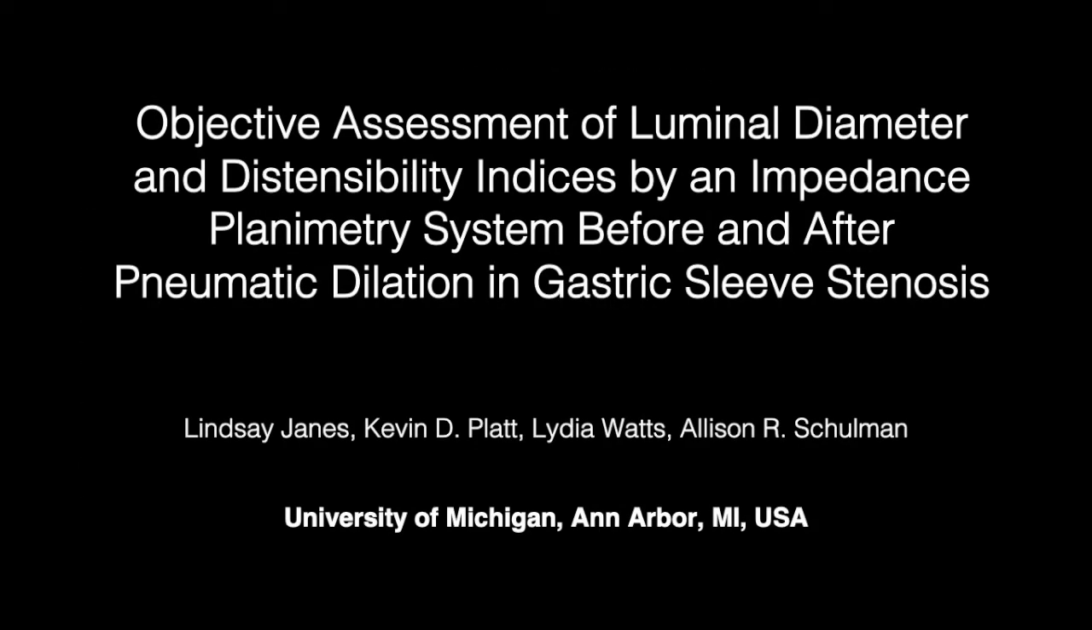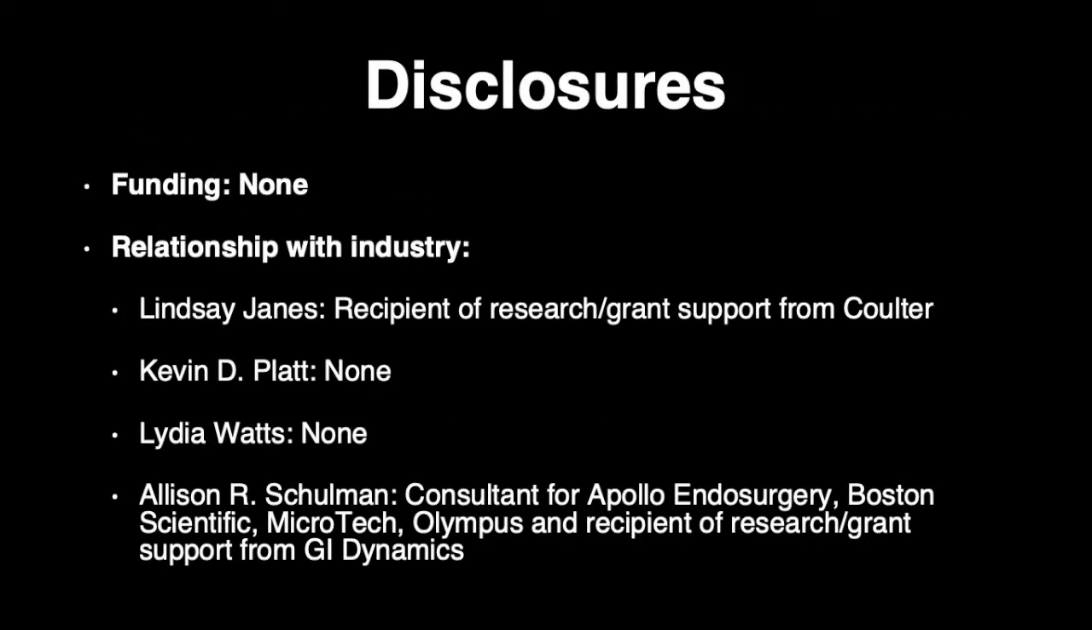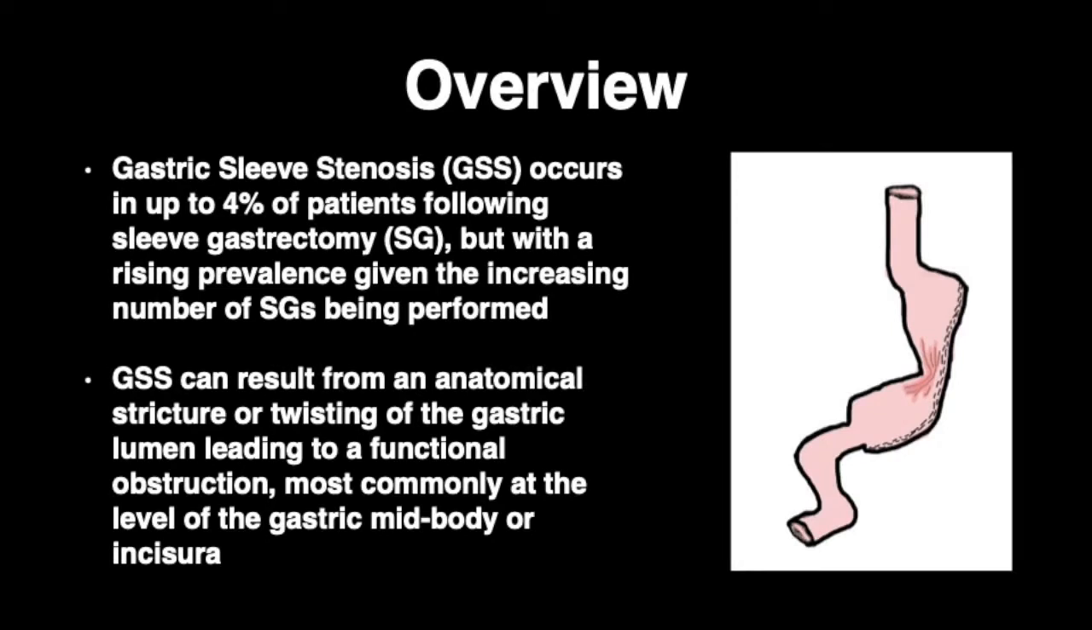Objective assessment of luminal diameter and distensibility indices by an impedance planimetry system before and after pneumatic dilation in gastric sleeve stenosis. Gastric sleeve stenosis, or GSS, occurs in up to 4% of patients following sleeve gastrectomy and with a rising prevalence given the increasing number of sleeve gastrectomies being performed.